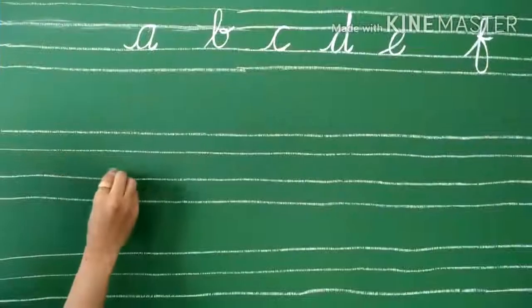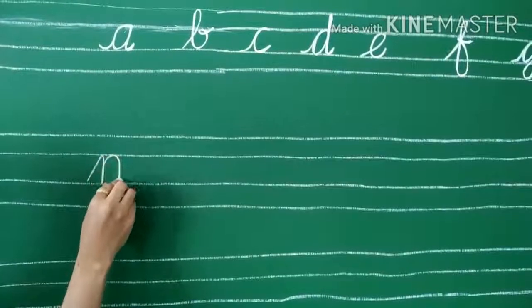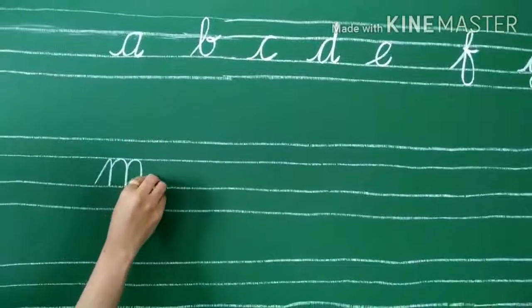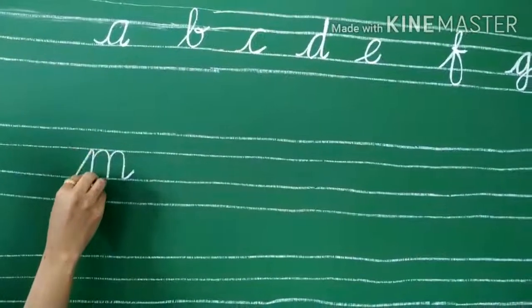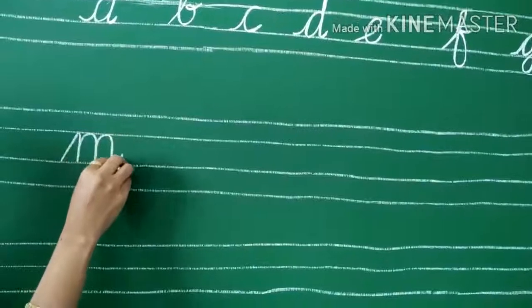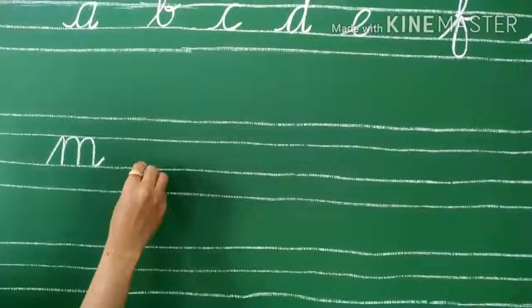Slanting line, straight line, inverse curve and inverse curve. Ends with a small curve. Yes, slanting line, straight line, inverse curve and inverse curve ends with a small curve. Small m. After m it's n.